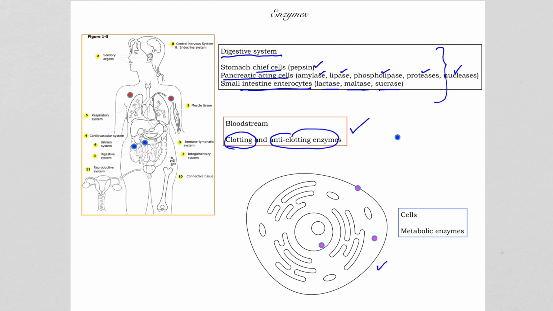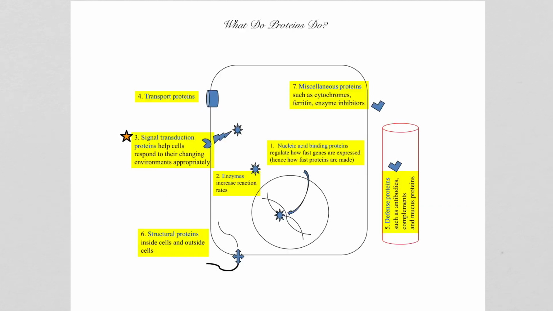Cells, all the 30 trillion cells in a human adult, all of these cells have a variety of metabolic enzymes. Okay, enzymes involved in metabolism. The third category of proteins are the signal transduction proteins. So these are proteins that help cells respond to their changing environment appropriately. Signal transduction proteins.